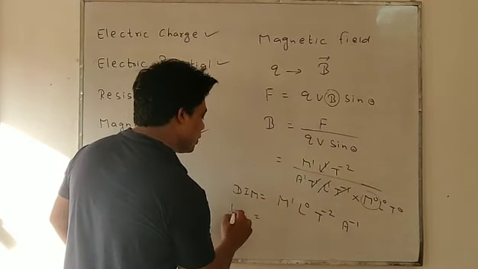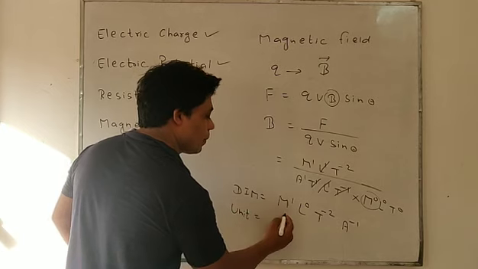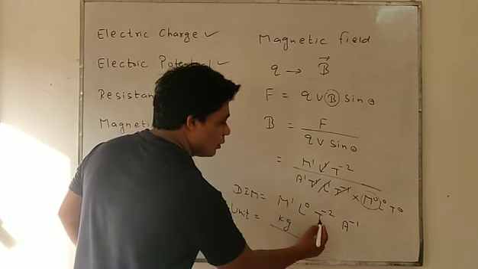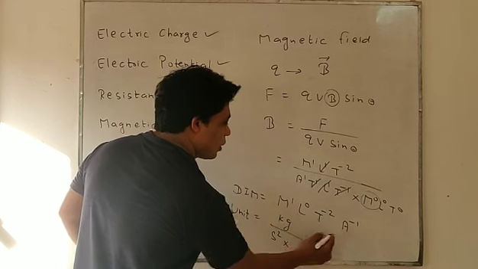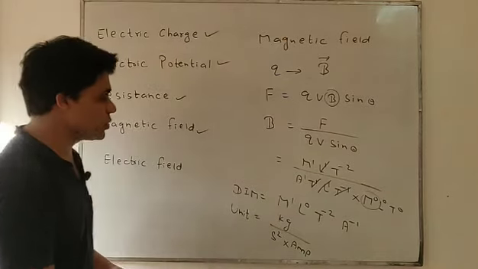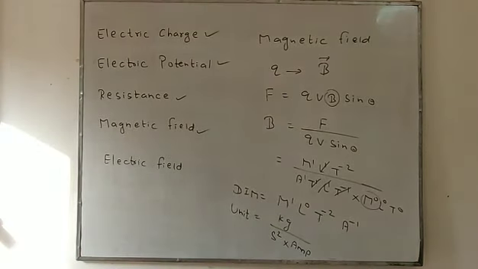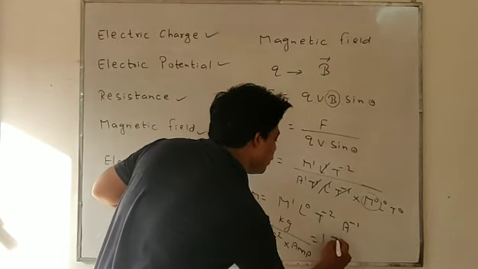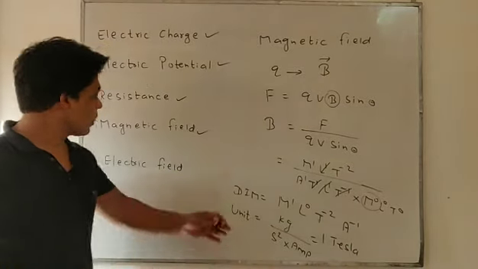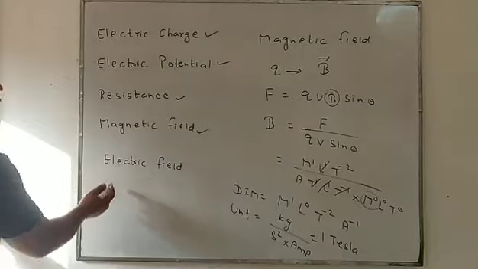And what will be its unit on behalf of the dimension formula? For mass, kilogram, no length, time, second square, current, so that is ampere. Okay students, this equals 1 Tesla. On behalf of the name of the scientist, what is the unit of magnetic field? Tesla.